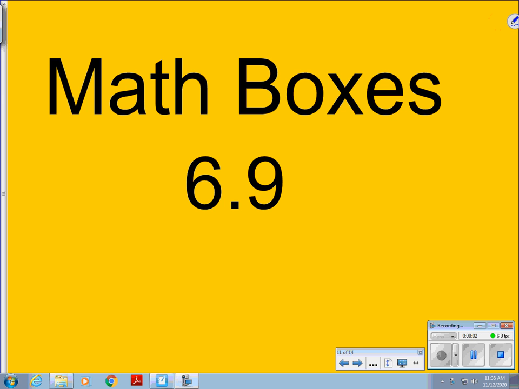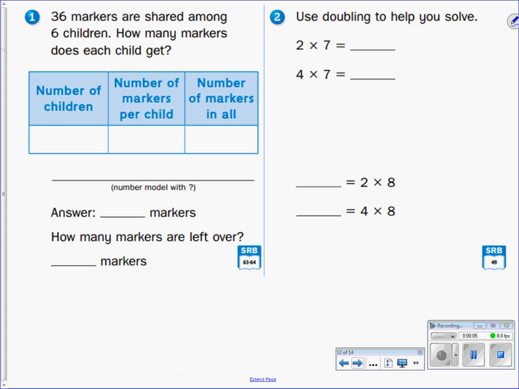All right, boys and girls, let's get started on Math Boxes 6.9. Number 1, 36 markers are shared among 6 children. How many markers does each child get? Okay, here's a chart that we can fill in.